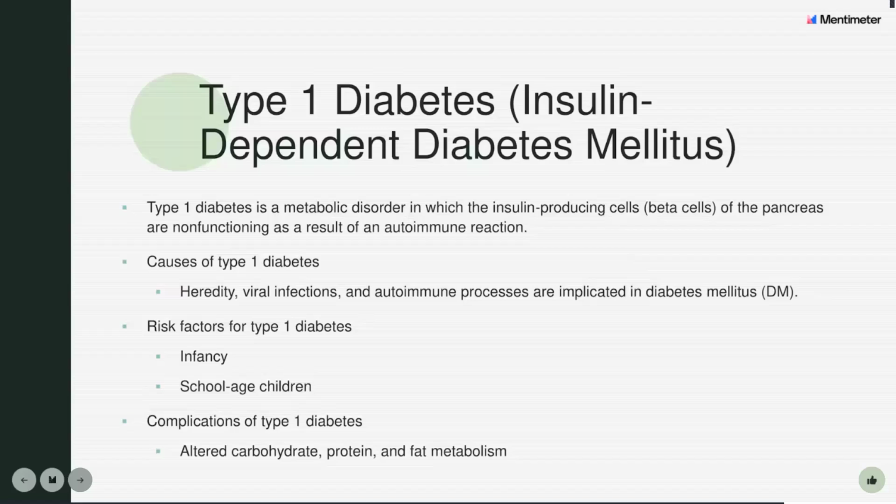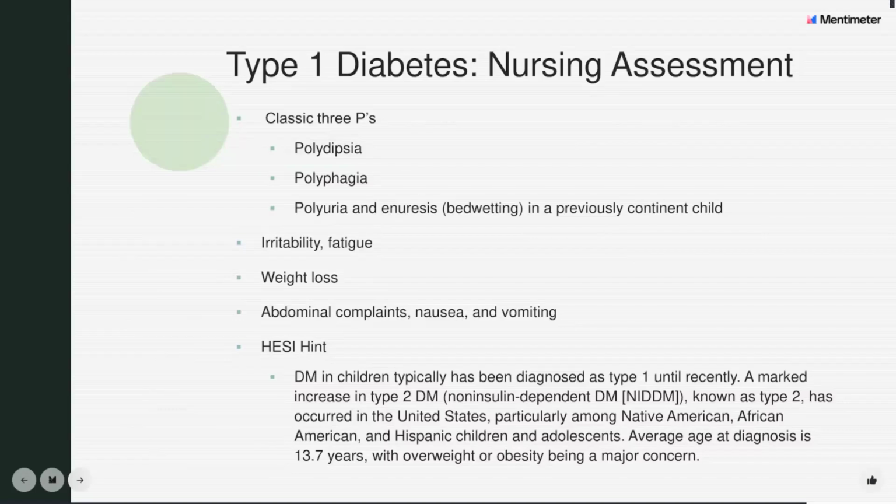Type 1 diabetics. So these are our insulin dependent ones, that autoimmune reaction. Not processing glucose well. We've got our 3 Ps that we talked about: polydipsia, polyphagia, polyuria. That is what causes our bedwetting that we see in our previously continent child. We can also be irritable or fatigued, have weight loss, abdominal pain, nausea, vomiting.